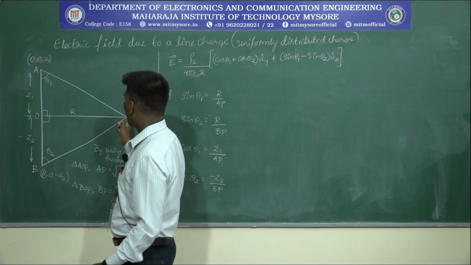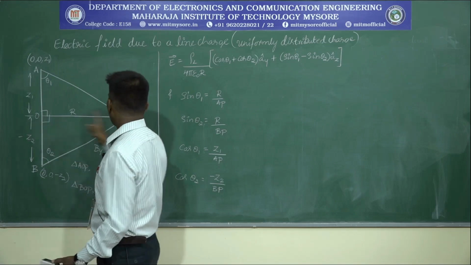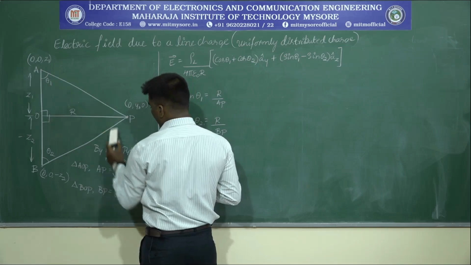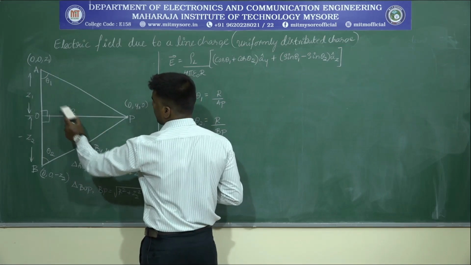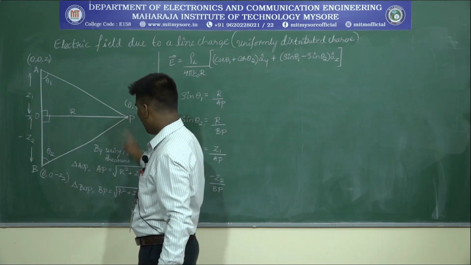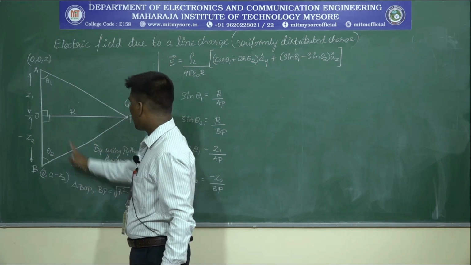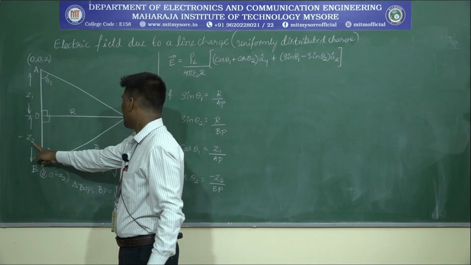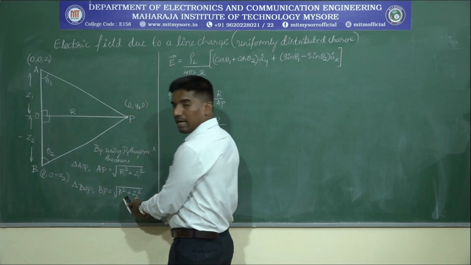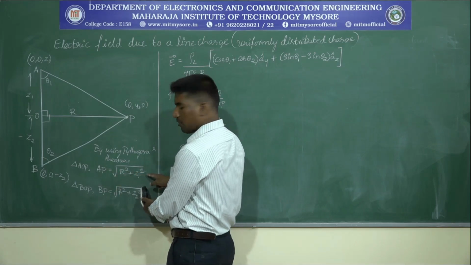By considering the Pythagoras theorem for the AOP triangle and the BOP right angle triangle, we can get the hypotenuse distance AP as square root of r square plus z1 square. The hypotenuse BP is given by square root of r square plus z2 square, because minus z2 whole square is positive, so that's why I have written it directly. Then BP is equal to this one and AP is equal to square root of r square plus z1 square.